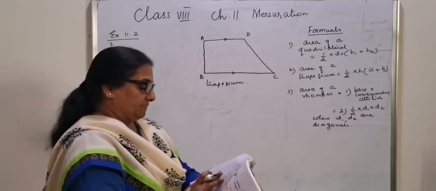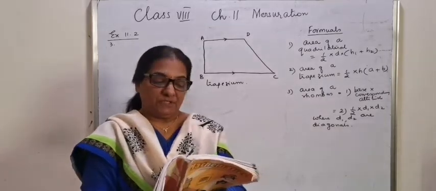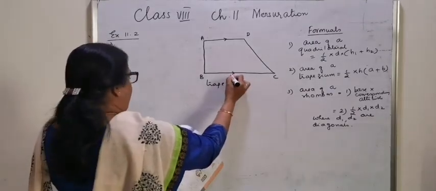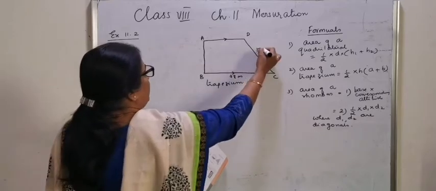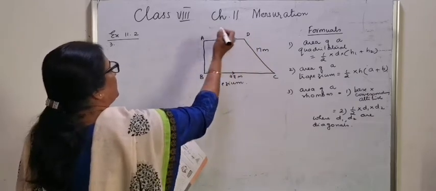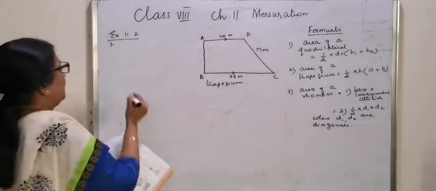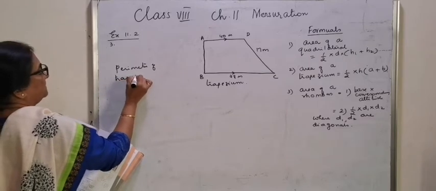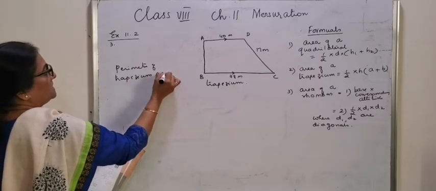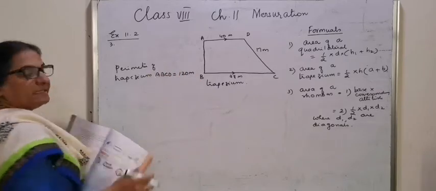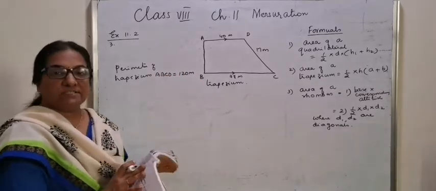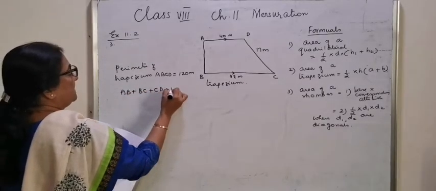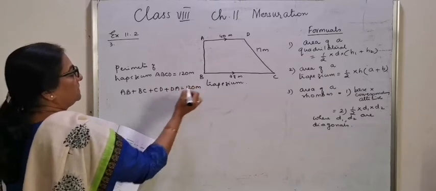It is a trapezium. The length of the fence of the trapezium shaped field is 120 meter. BC is 48 meter. CD is 17 meter. AD is 40 meter. AB needs to be found out. So, perimeter of trapezium ABCD is given as 120 meter. Perimeter means sum of all the sides. So, AB plus BC plus CD plus DA is given as 120 meter.